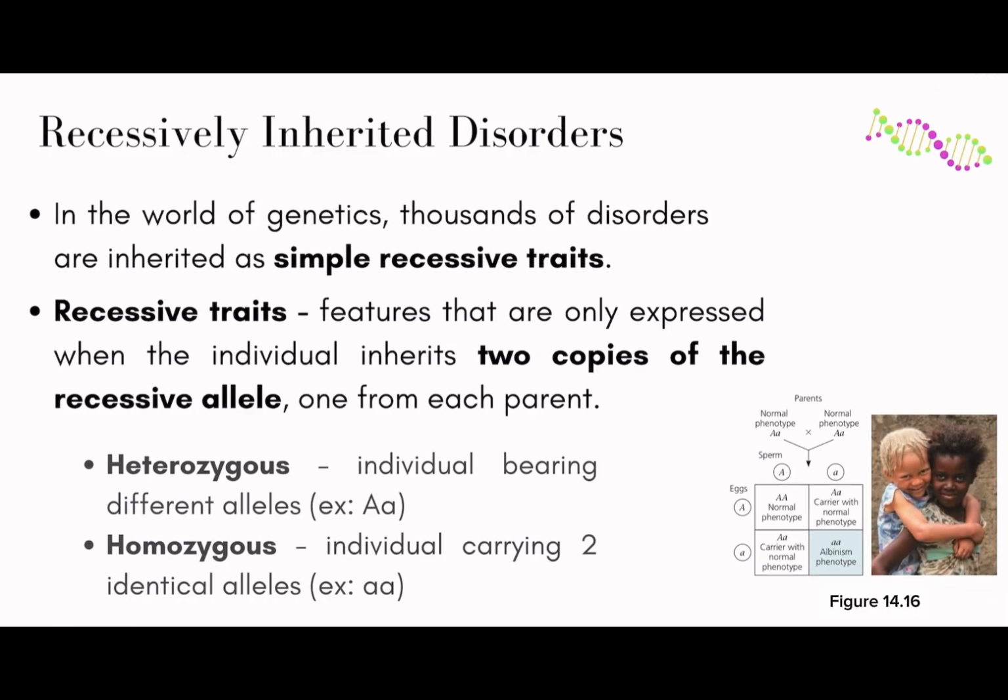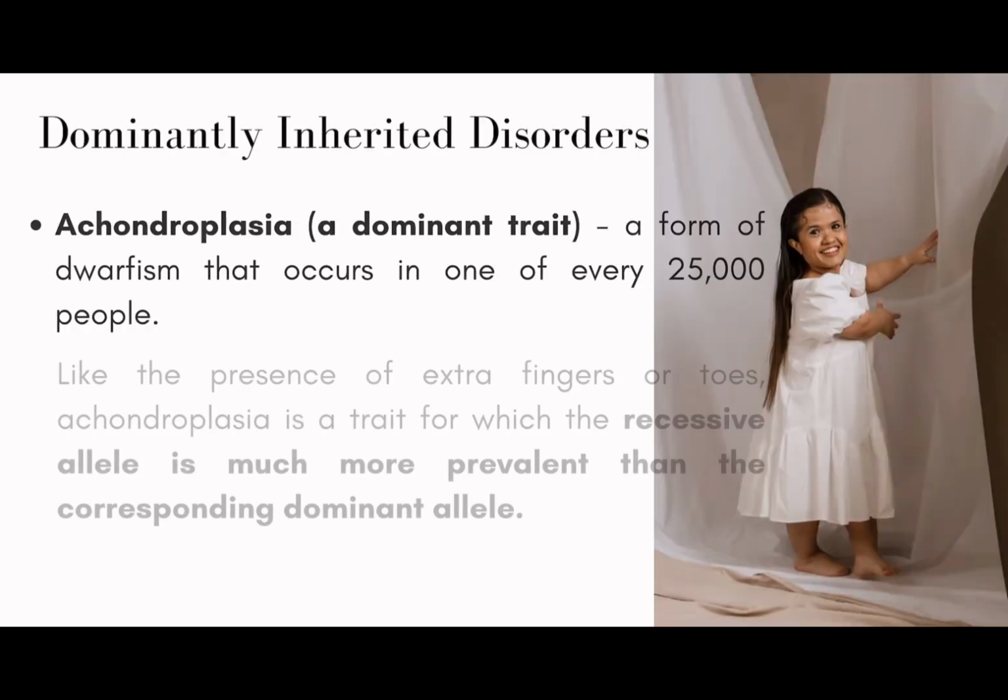Moving on to recessively inherited disorders. In the world of genetics, thousands of disorders are inherited as simple recessive traits. These are features that are only expressed when the individual inherits two copies of the recessive allele, one from each parent. When individuals bear different alleles, they are called heterozygous. If an individual carries two identical alleles, they are called homozygous, which is why albinism is a recessive trait. This can be further studied in the table found in Figure 14.16.